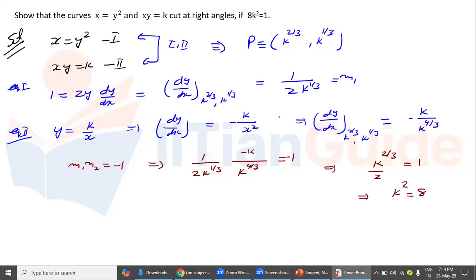Do check the calculation also. When all these things happen, mistakes occur. Okay, I am getting 2 into k power 1 by 3 equal to 1. Do the power 3 both sides, so 8k square is equal to 1. That is my answer. Okay.